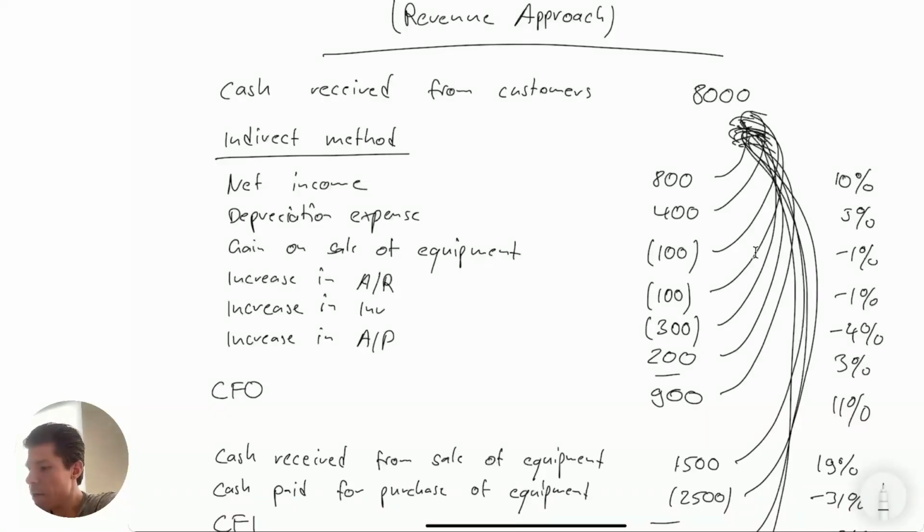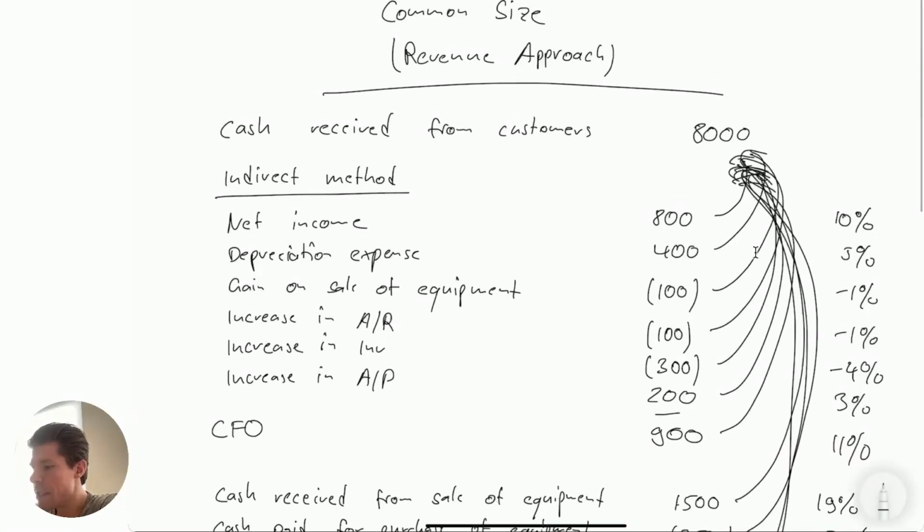Good. If you have a cash flow statement in the direct method, where you see different items, you would do exactly the same. It's quite easy. You don't need to change anything.